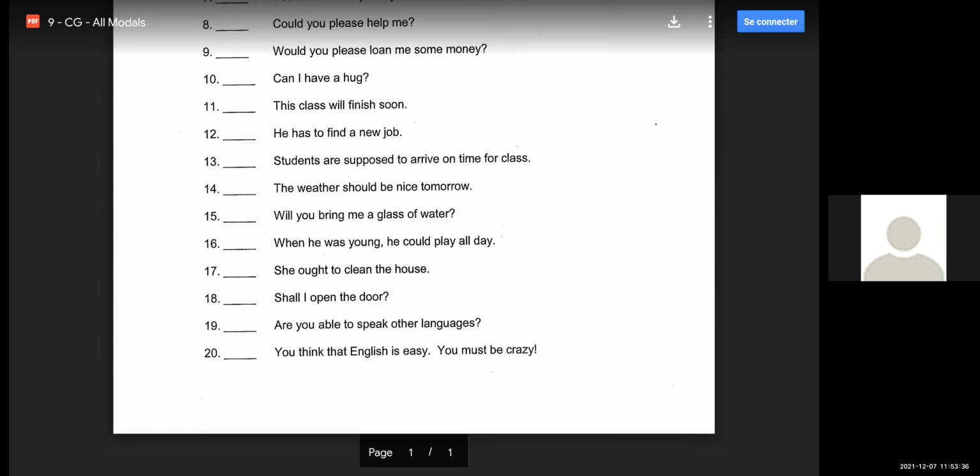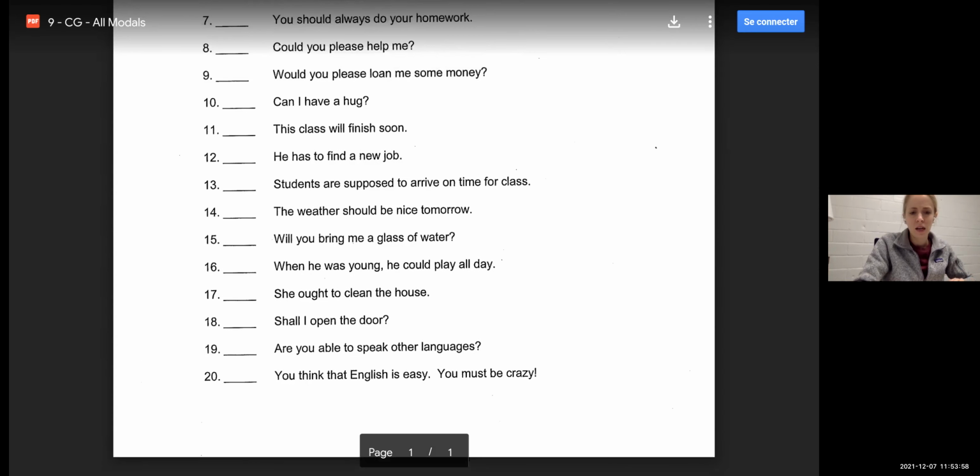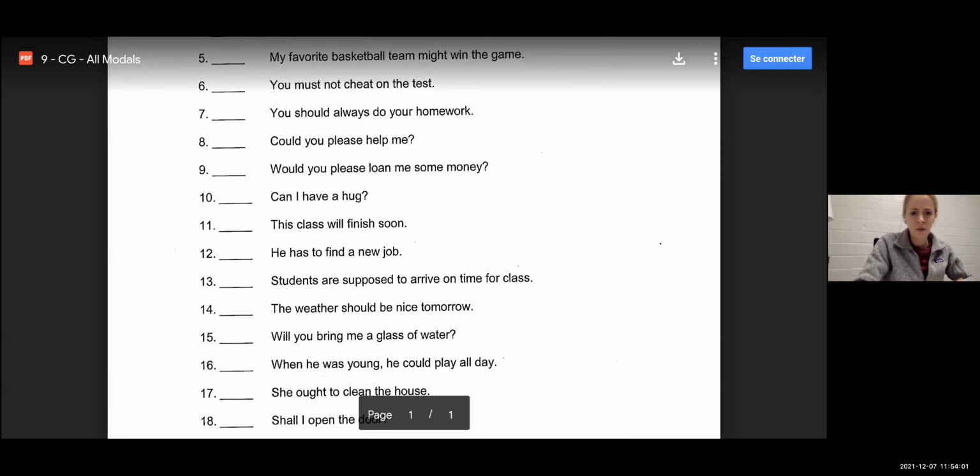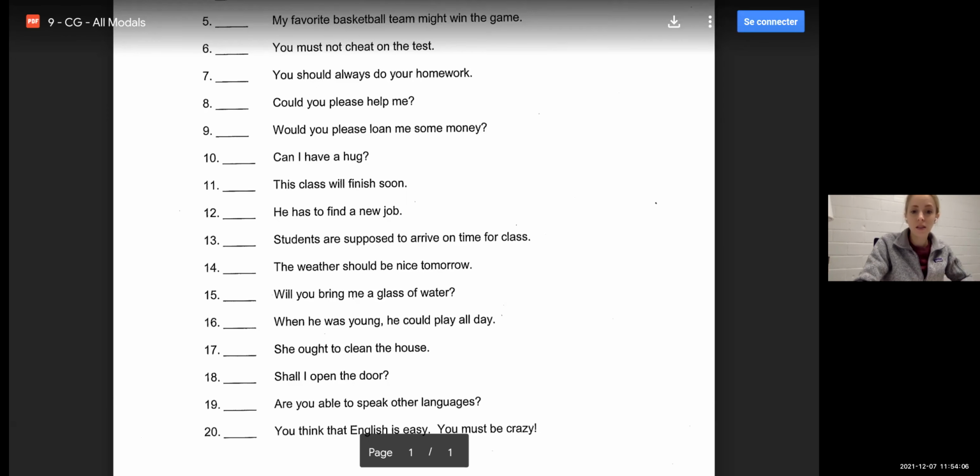How about 17? She ought to clean the house. Ought to is the modal for advice or recommendation. All right, you guys worked through this much more quickly than I expected, but great job. I didn't hear any others that were incorrect, but on your own, I would encourage you to go back to this page for homework and try them again, and then check your answers on the class website.